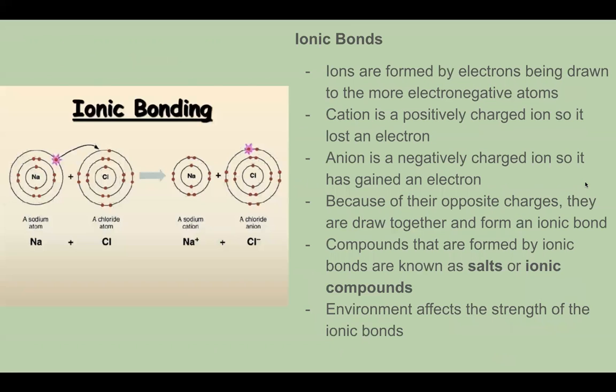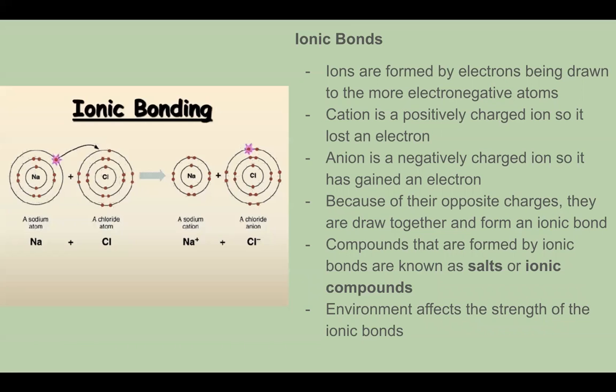Now we move on to the second type of bonding, ionic bonds. These ions are formed by electrons being drawn to the electronegative atoms, and that is what you need to form ionic bonds. So a cation is a positively charged ion, and that means it loses an electron. Remember, like before, it can't lose a proton, it can only lose electrons. An anion is a negatively charged ion, so it has gained an electron. A way to remember this is a cation is positive. Get it? Cat-ion, positive. So that's the way to remember it.